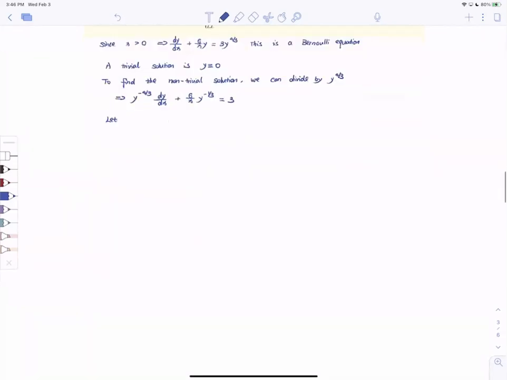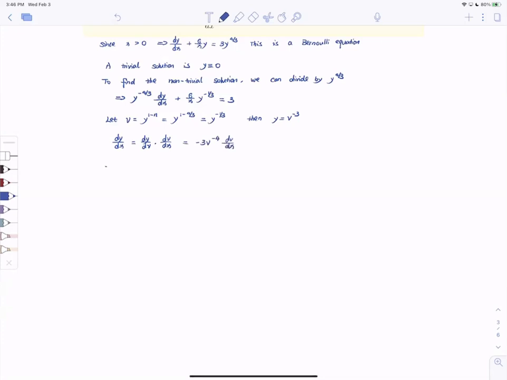Okay, so let v equal y to the 1 minus n, which is y to the 1 minus 4 over 3, which equals y to the minus 1 over 3. Then my y equals v to the negative 3. dy over dx equals dy over dv times dv over dx, which equals negative 3v to the power of negative 4 times dv over dx.